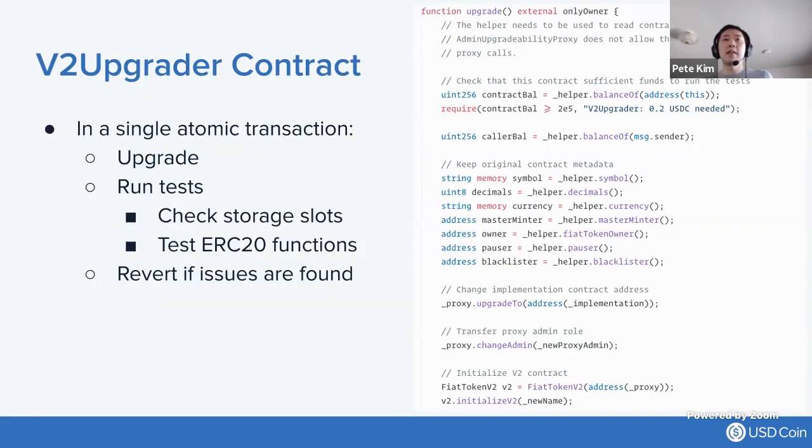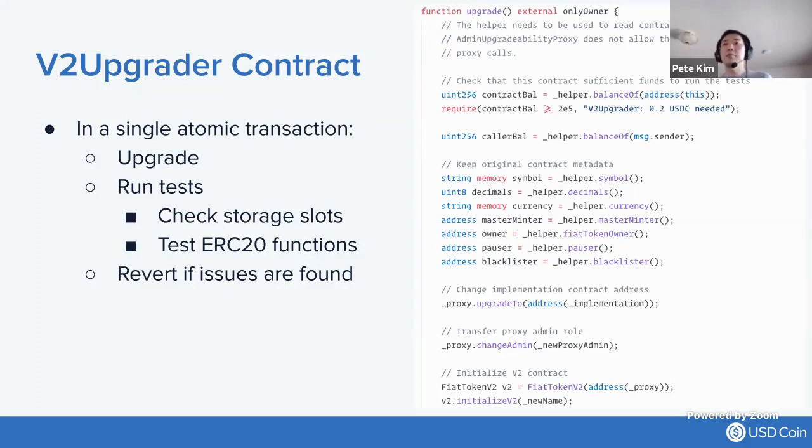So what did I do as an engineer? Write more code. I ended up writing an upgrader contract that performs the upgrade, runs some tests, and then reverts if issues are found, all within a single transaction. This ensures that there is zero downtime. And if the upgrade is botched, it'll simply revert, and nobody would even notice because it's an atomic operation.